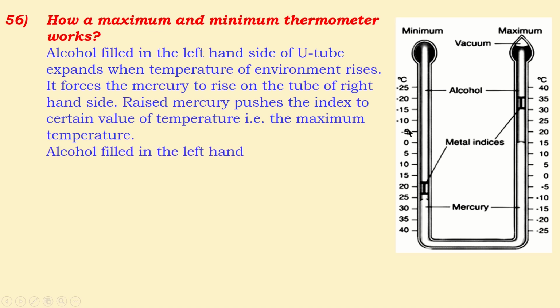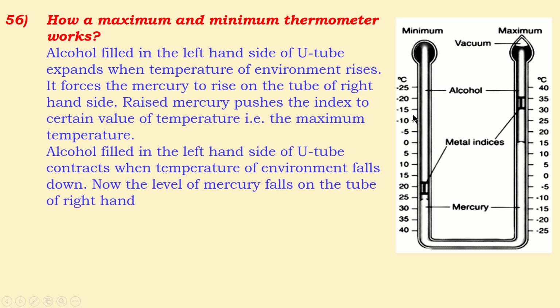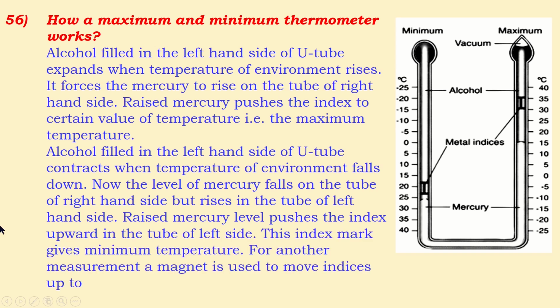And then alcohol filled in the left hand side of U-tube contracts when temperature of environment falls down. When this alcohol contracts, now the level of mercury falls in the tube of right hand side. Here level of mercury falls but rises in the tube of left hand side. Raised mercury level pushes the index upward in the tube of left side. This index mark gives minimum temperature. Here minimum temperature can be recorded in left hand side.